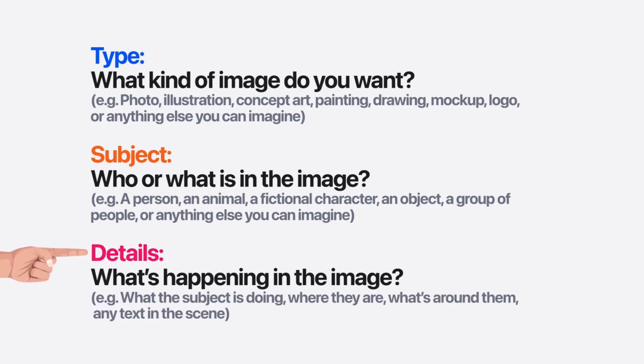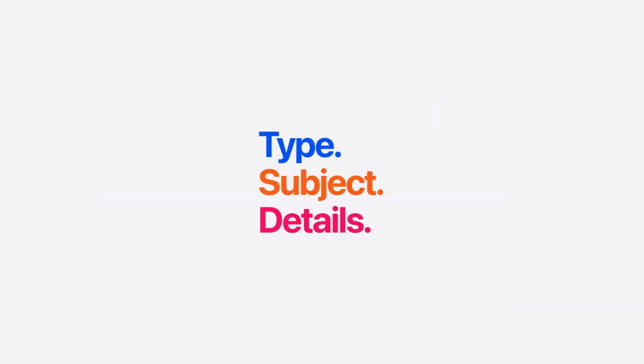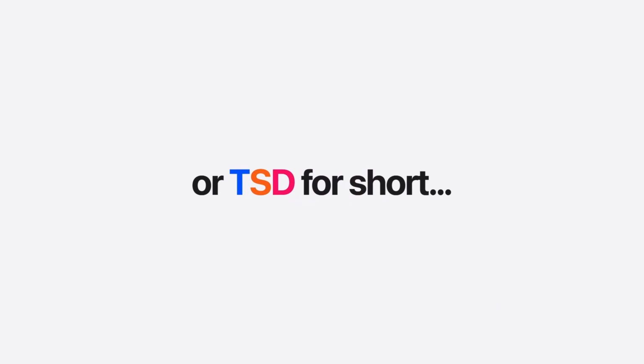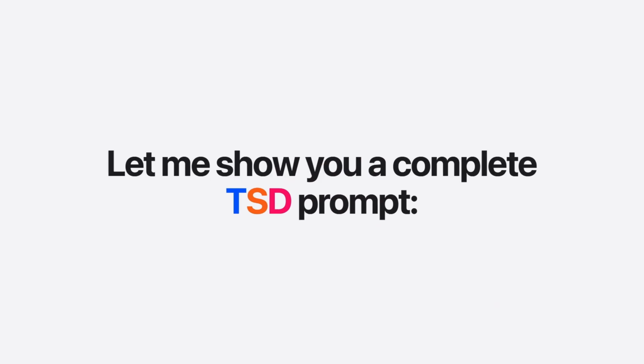Then you include the details, what's happening in the image. For example, what the subject is doing, where are they, what's happening around them, and if there is any text in the scene. So basically, you describe the details of the image that you want to create. So when creating AI images with ChatGPT, these are the 3 things you must include: type, subject, details, or TSD for short. Now let me show you a complete TSD prompt.